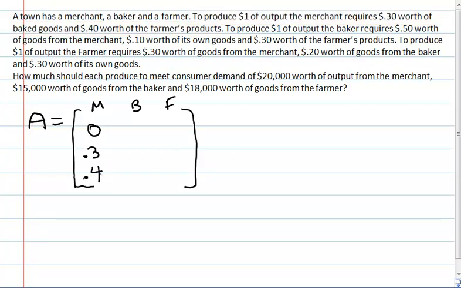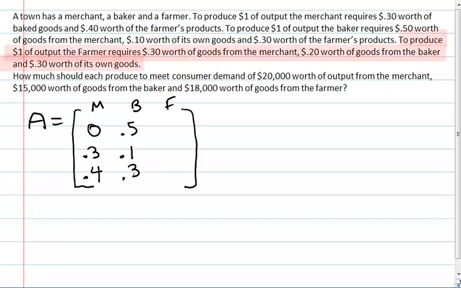To produce $1 of output, the baker requires 50 cents worth of goods from the merchant. So that's 50 cents worth from the merchant, 10 cents worth of its own goods, and 30 cents worth of the farmer's goods. So they're always coming in that order. The first row is for the merchant, second row for the baker, third row for the farmer.